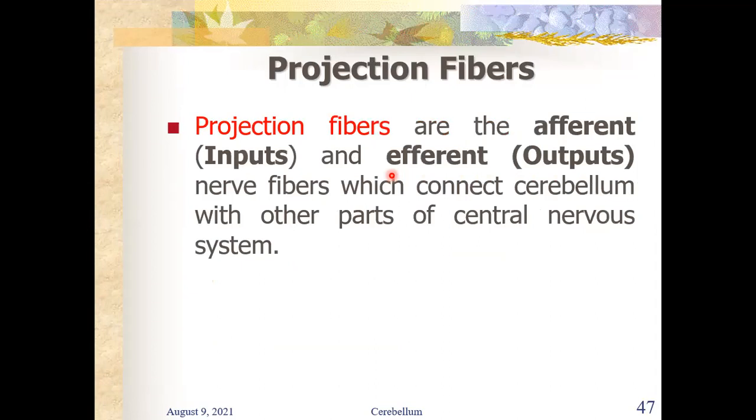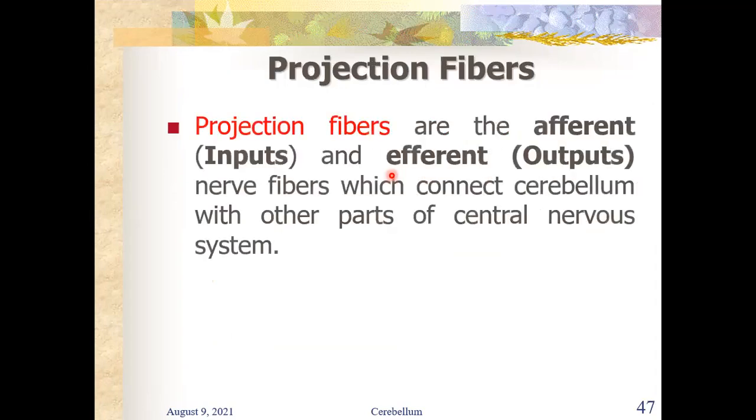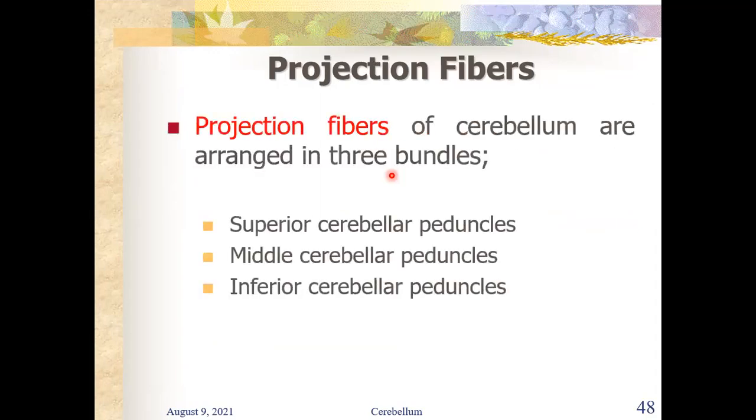We did not have a full explanation of the projection fibers in this slide, so I move them to the next slide. Projection fibers are the afferent and the efferent, that's the input and the output nerve fibers. They are made up of afferent and efferent nerve fibers, which connect the cerebellum with other parts of the central nervous system. That's what makes up the projection fibers.